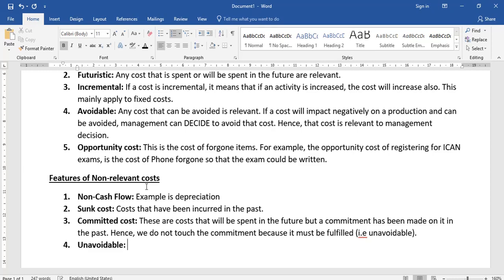Then we talk about unavoidable costs. We've discussed that any costs that must be incurred is unavoidable and thus irrelevant. So next one is non-incremental.